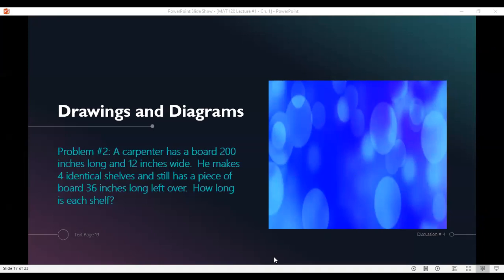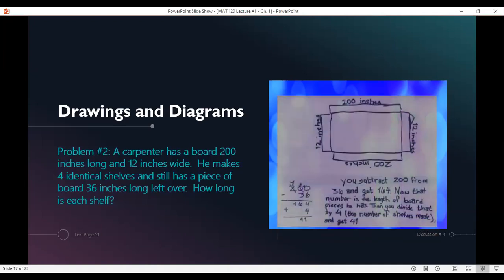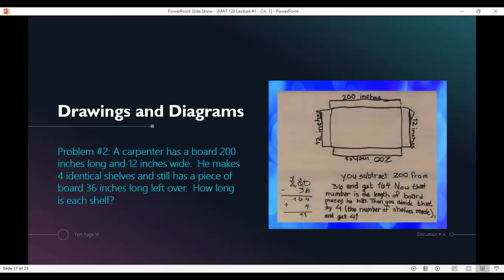A carpenter has a board 200 inches long and 12 inches wide. He makes 4 identical shelves and still has a piece of board 36 inches long left over. How long is each shelf? Let's take a look at what this student drew.